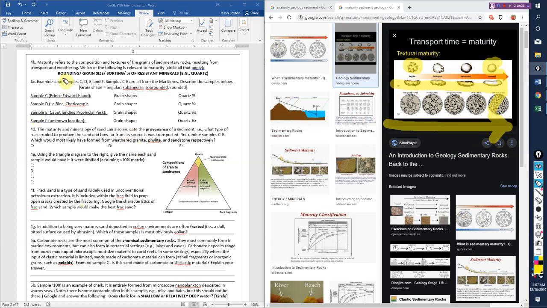So let's look back here. Rounding? Yes, absolutely. Grain size? Yeah, mature stuff tends to be finer grained. Sorting? Absolutely. And percentage of things like quartz, resistant minerals? Heck yeah, all of those things.